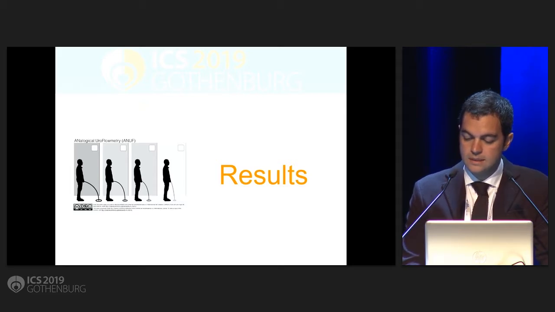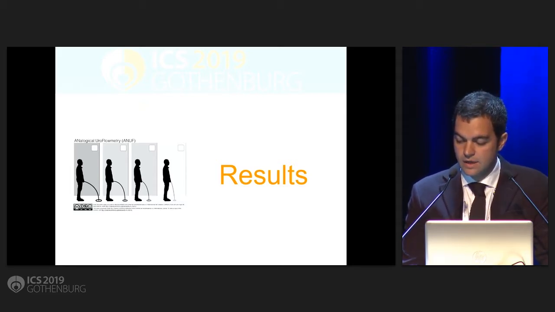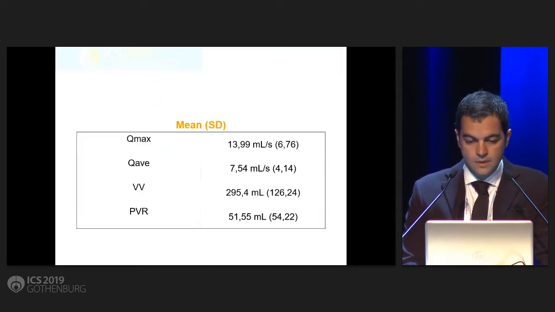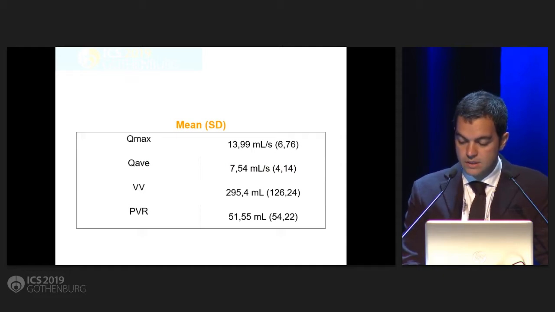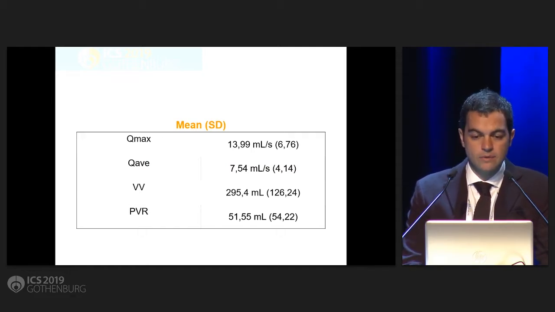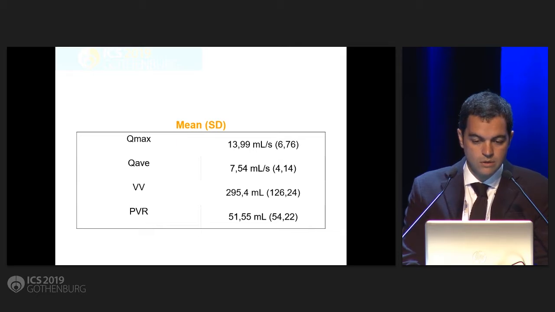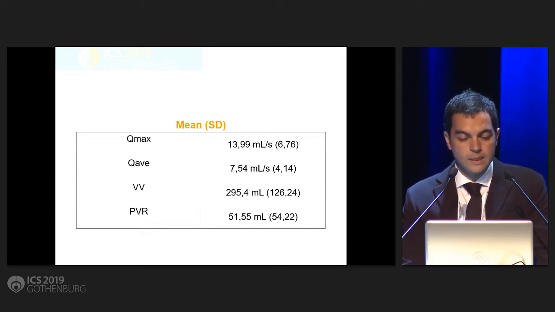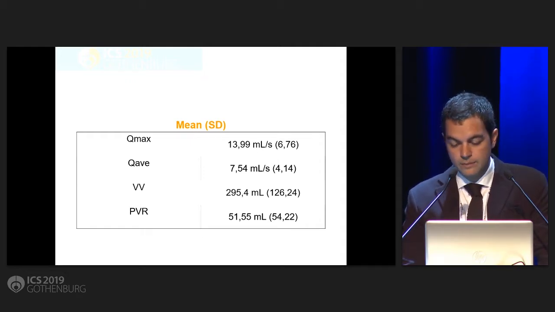545 patients were selected, and 358 fulfilled the inclusion criteria. Excluded patients responded to several reasons, including majorly voided volume under 150 milliliters and decision to not participate in the study. Those 358 included patients had a mean age of 64 years. The uroflowmetry global mean values are represented here in this table with a Qmax of almost 14 milliliters per second, a Q average of 7.5 milliliters per second, voided volume of 295 milliliters, and post-void residual volume of 51.55 milliliters.